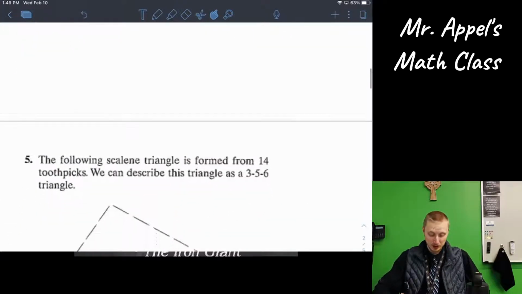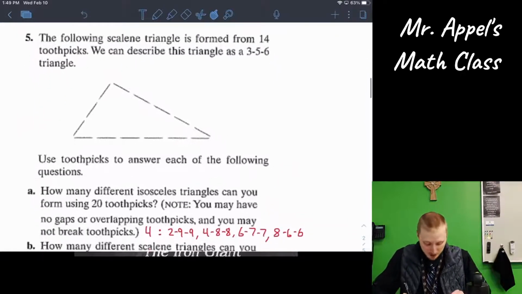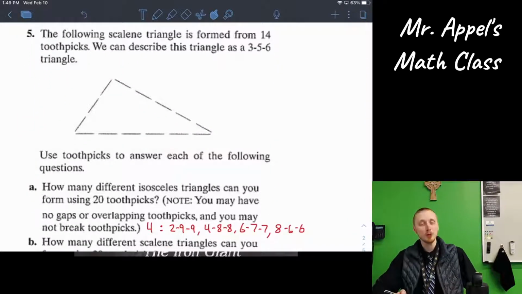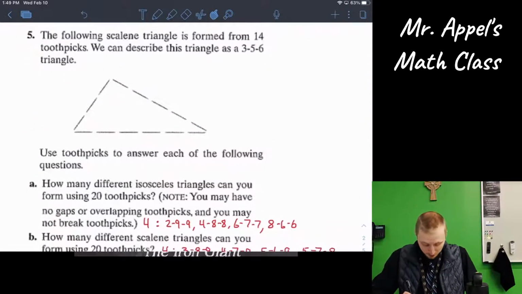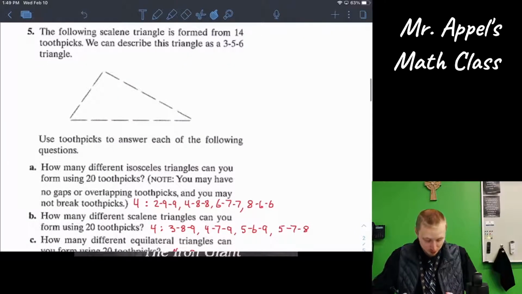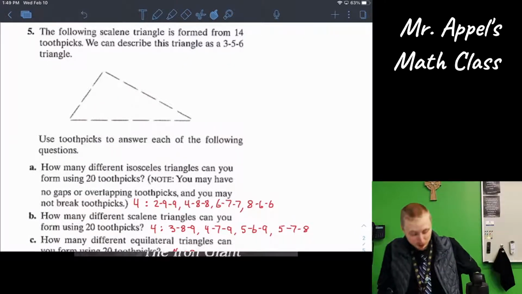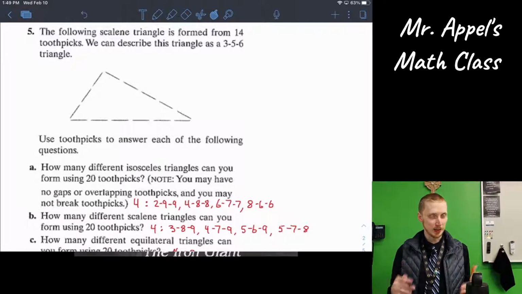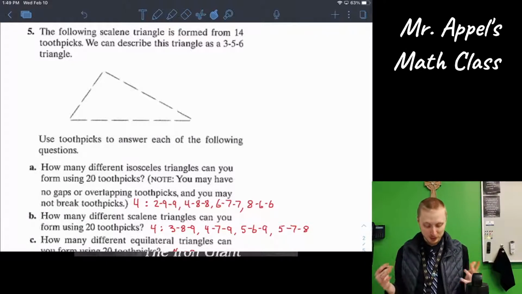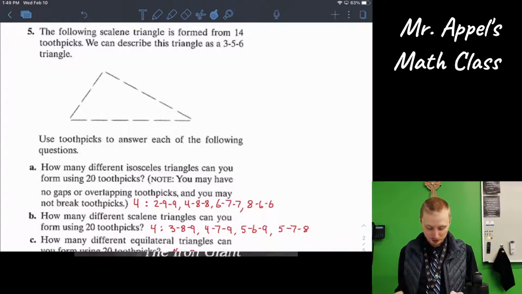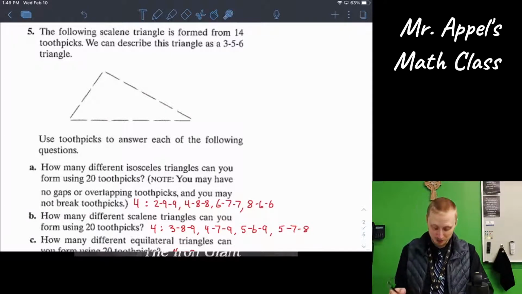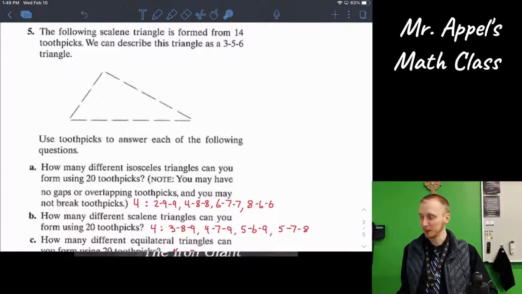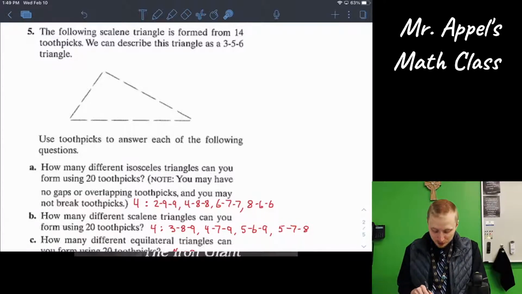All right, moving on. Number 5 has you building triangles out of toothpicks now. We've been using toothpicks an awful lot, it seems. I'm wondering if I could make the whole year toothpick-based geometry. Just have that be the entire class, all toothpicks all the time. I'm sure it could be done. Might be fun. Anyways, we're just making a triangle right now.